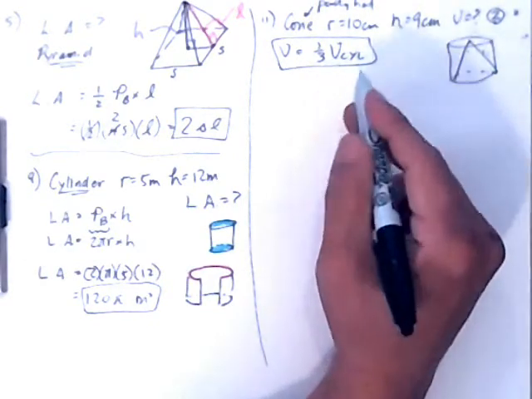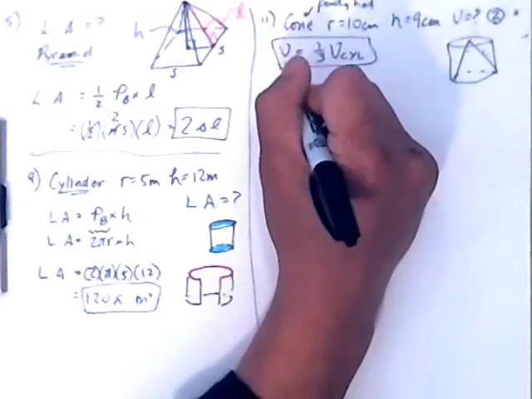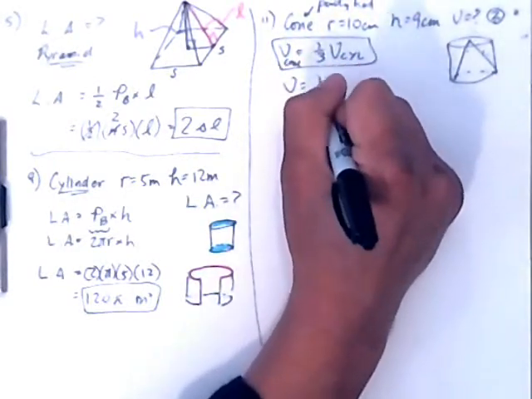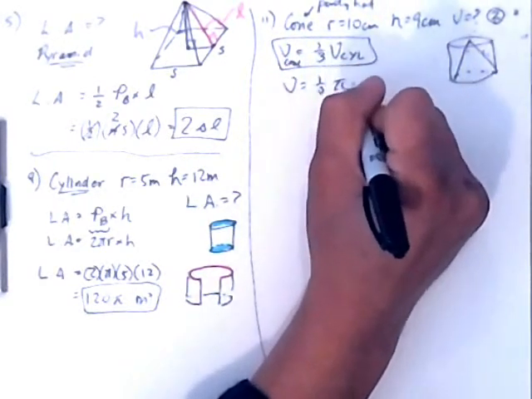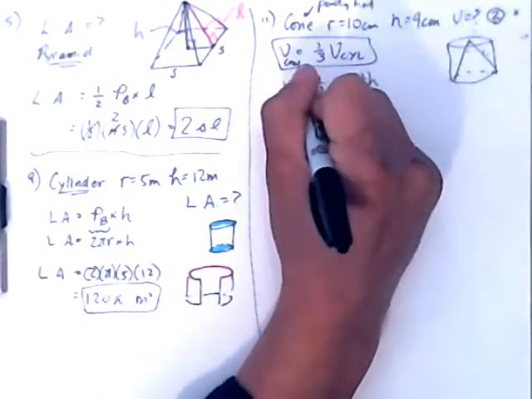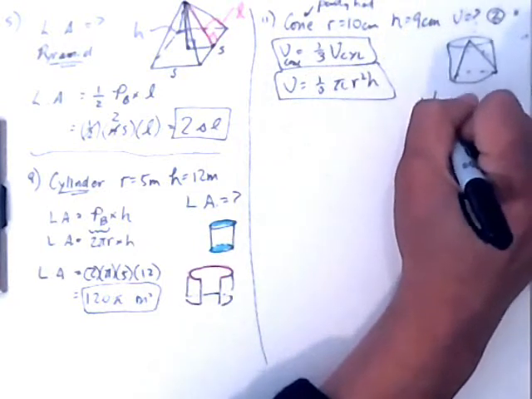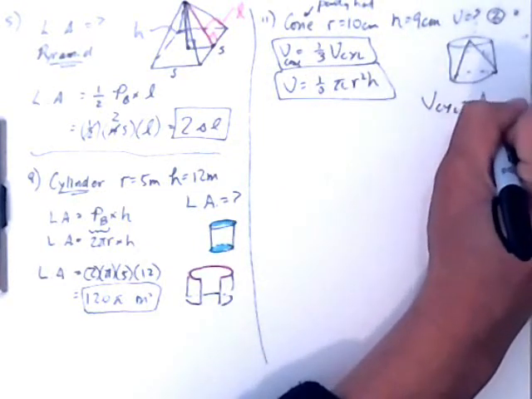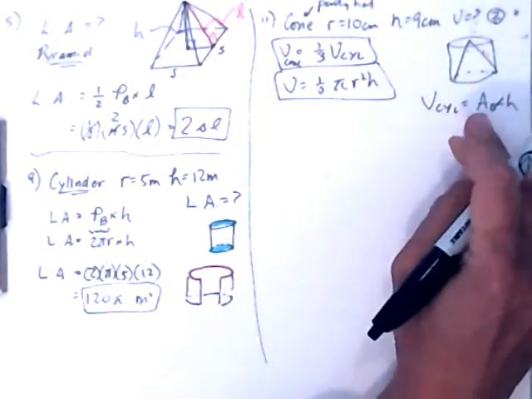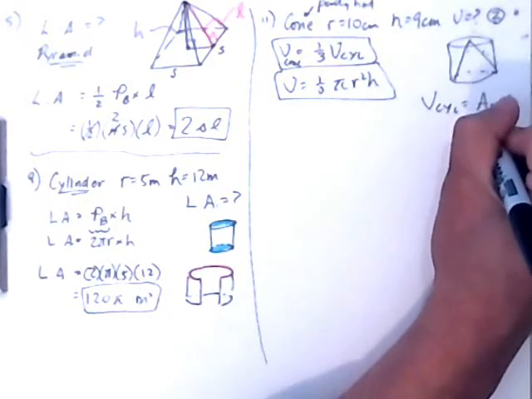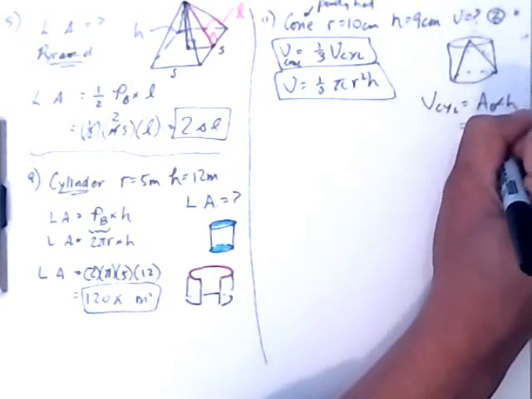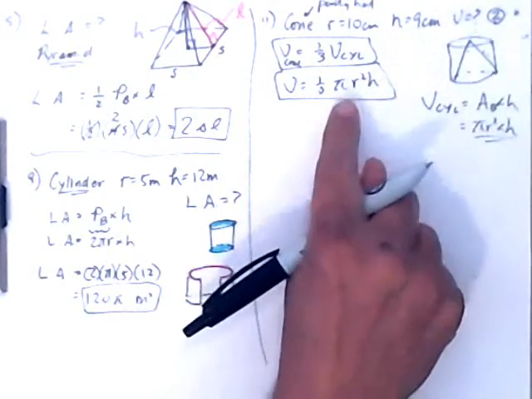So that's the concept formula. Volume of a cone is equal to 1/3 times pi r squared h. Because we know the volume of a cylinder is equal to the area of the base times your height. That's your concept formula. Area of the base is pi r squared times your height h. And that's where it comes from.